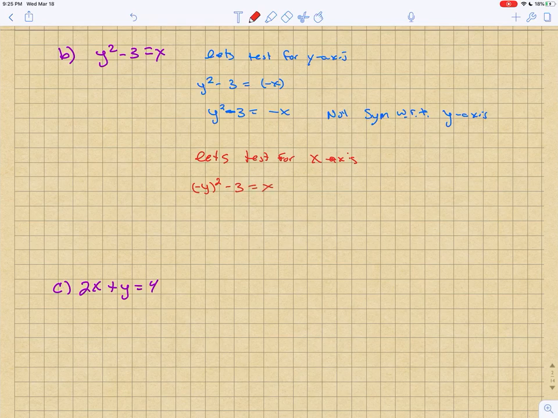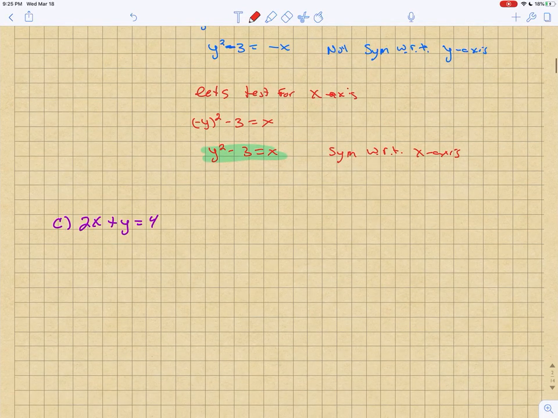Minus y, squared, minus 3 is equal to x. When I take the minus y and I square that quantity, I get y squared minus 3 equals x. Well, those two equations are the same. So it is symmetric with respect to the x-axis. So we've proven that this one's symmetric with respect to the x-axis. Now let's look at C.